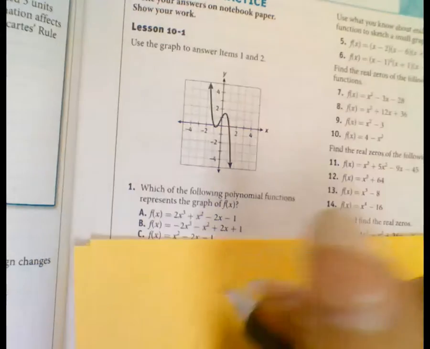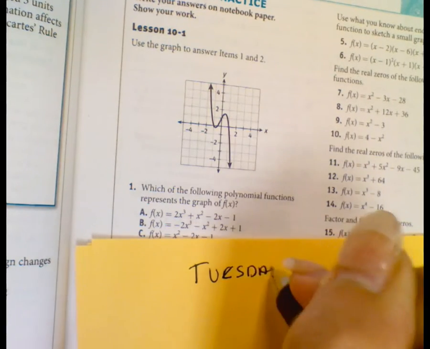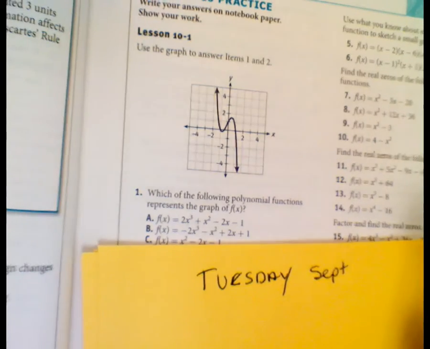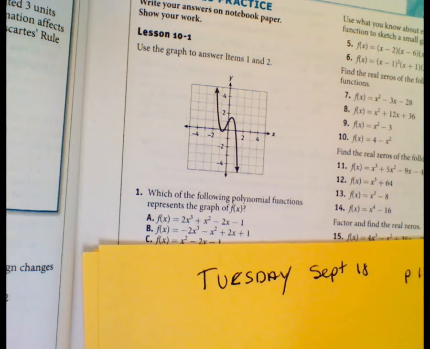Okay, guys, this is Tuesday, September, I have no clue, 18. Homework is page 141, 1 through 17 odd.